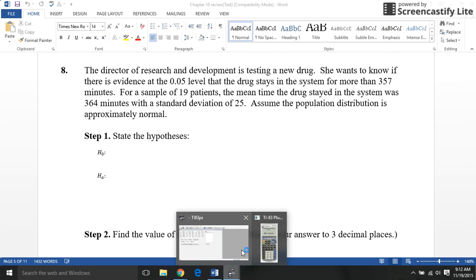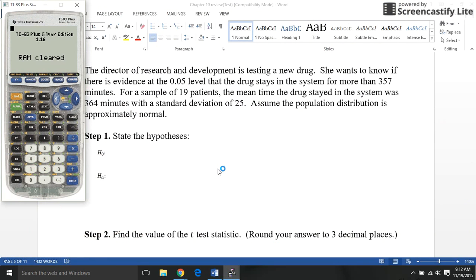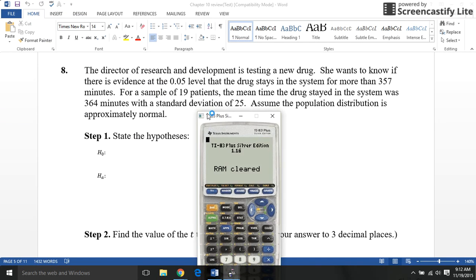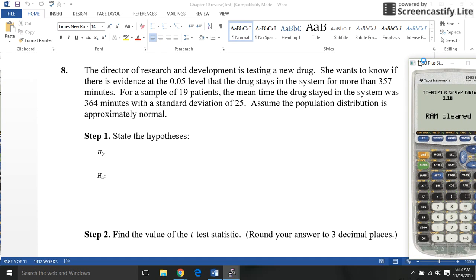I'm going to go ahead and bring up the calculator so we can talk about what we're doing. All right, I'm in 10.3, which is t-test. And the big way to know that it's a t-test is if you do not have a population standard deviation. So let's read this question and get out what we need from it.